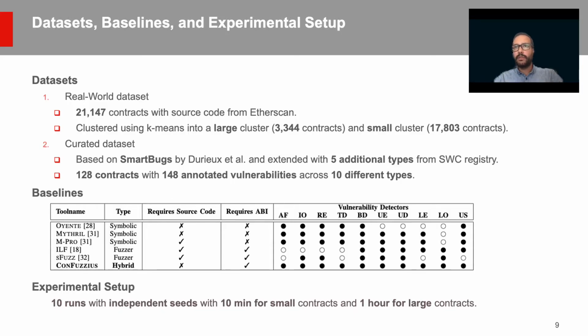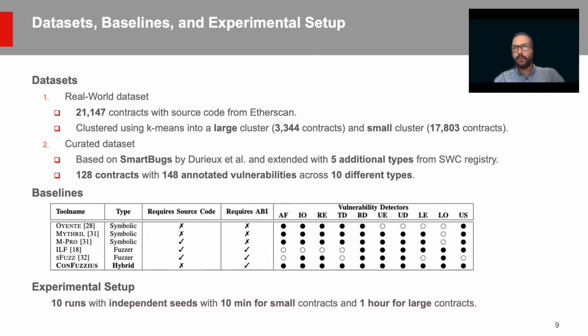We ran our experiments using two different datasets. The first dataset consists of a real-world dataset of over 21,000 contracts with source code that have been retrieved from Etherscan. We clustered them using k-means into a large cluster and a small cluster, where the small one consists of contracts with less than 3,632 instructions, and the large cluster consists of everything else. The second dataset is based on the SmartBugs curated dataset, which we extended with 5 additional types from the SWC registry. We end up having 128 contracts with 148 annotated bugs across 10 different types of bugs.